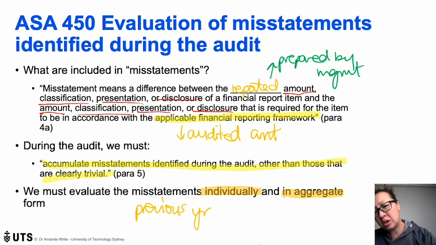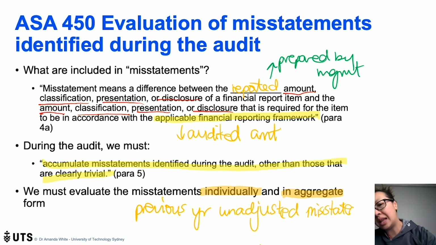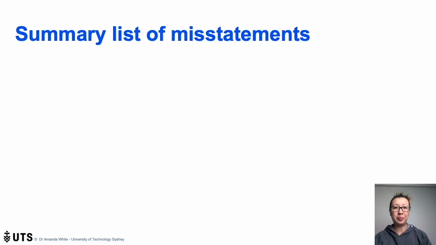We also need to consider the misstatements in relation to any previous year unadjusted misstatements. So if you did the audit last year and you noticed that last year it was a $50,000 understatement and this year it's a $100,000 overstatement, then you need to consider the swing between those years as well.